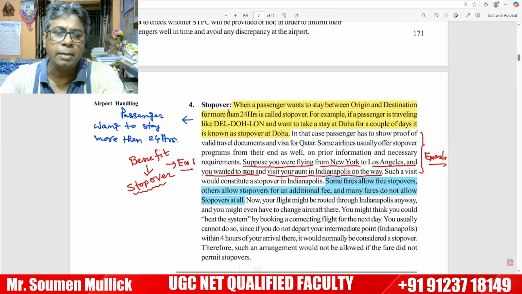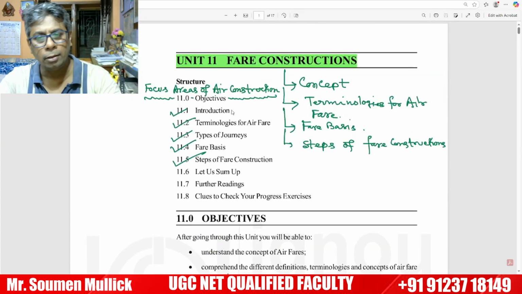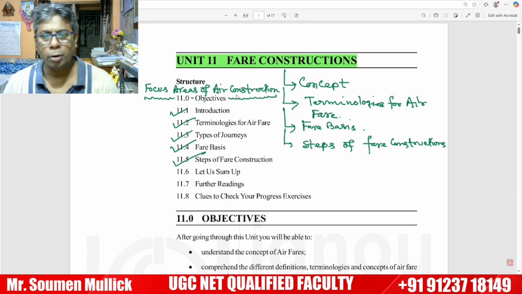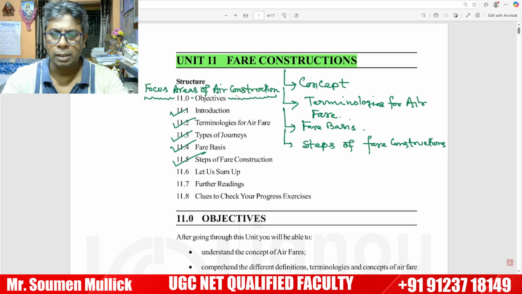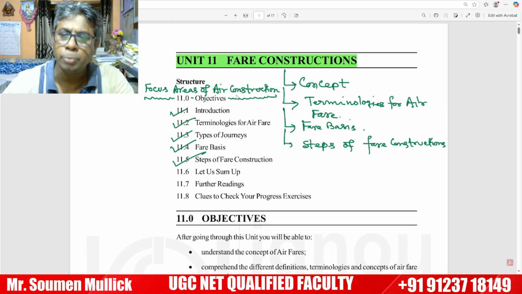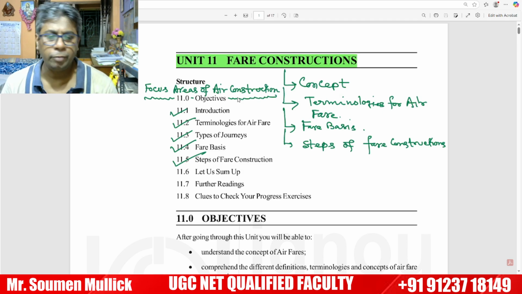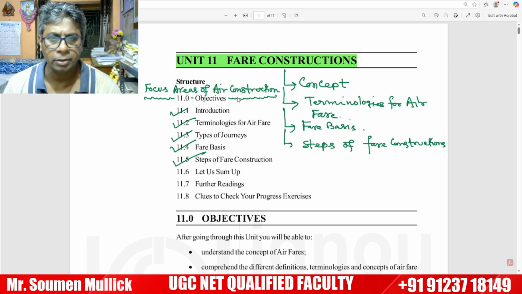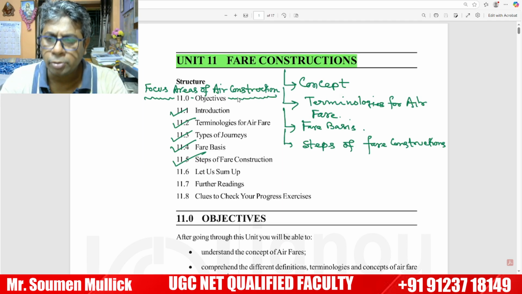So these are the important issues. So my dear students, today we learned the important issues: first, the concept of airfare; second, the important fare basis and the different aspects of fare basis and terms; third, we understood the terms and terminology of airfare; and finally, we understood the steps of fare construction, the 11 steps of fare construction.